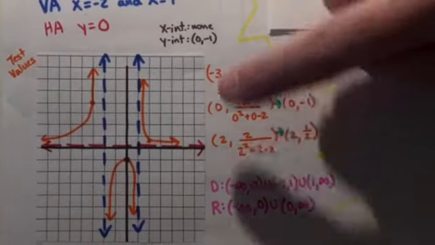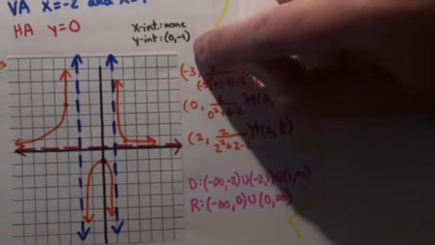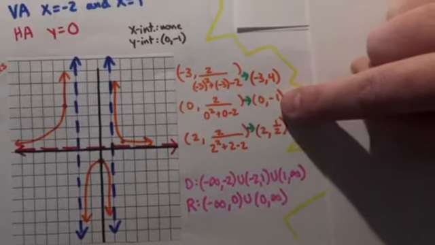For x-intercepts, on this graph we have none because it will never touch the x-axis. The y-intercept we already found over here was 0, negative 1.